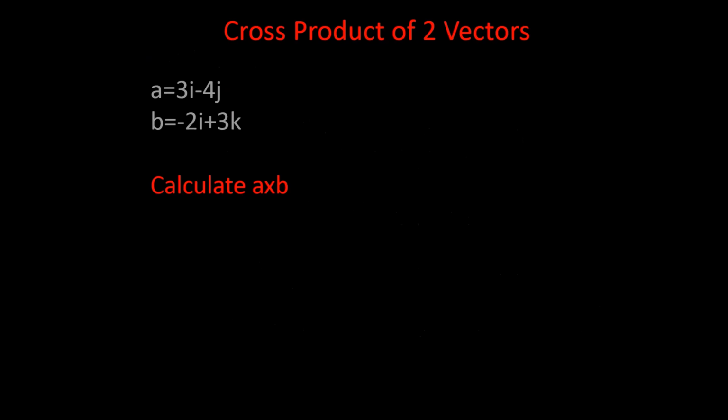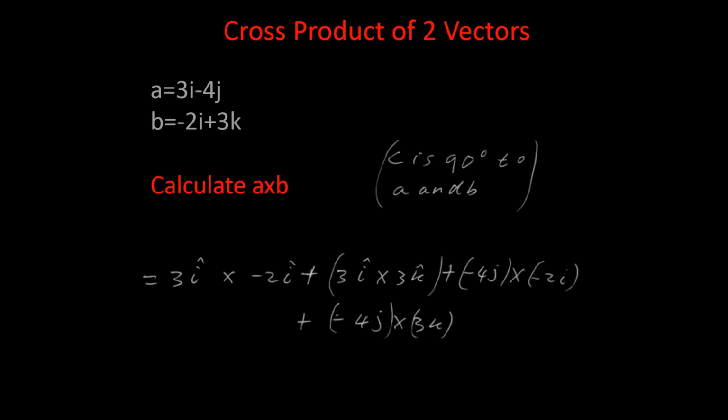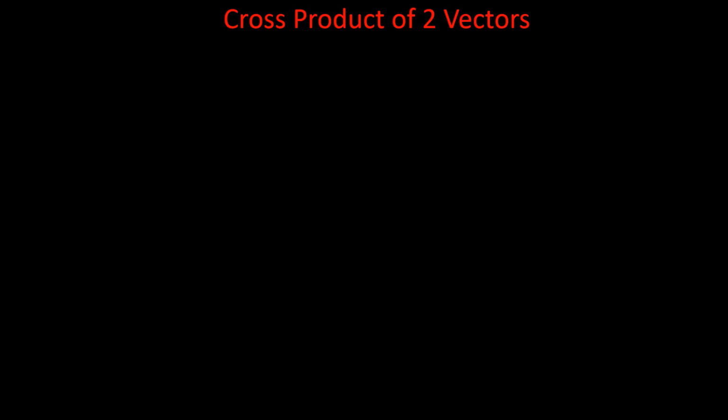Again, we can take a as 3i minus 4j here, and the second vector b is negative 2i plus 3k, and say that c here is 90 degrees to both a and b. So some new vector c will come from a cross b. So 3i cross negative 2i plus 3i cross 3k plus 4j cross negative 2i plus negative 4j cross 3k. This one's in a little more detail.